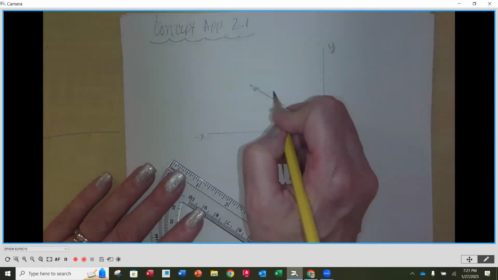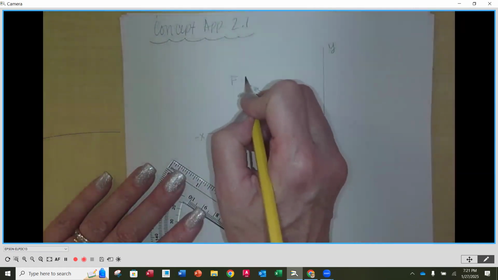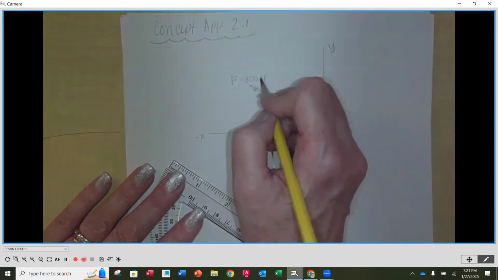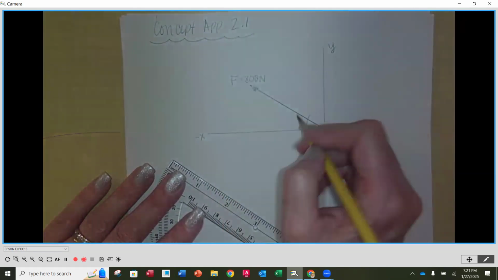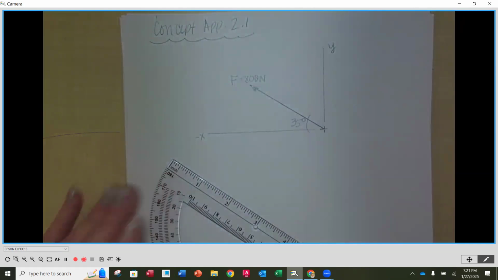And they're calling this force F. 800 newtons. And then this angle right here is 35 degrees from horizontal. Okay. And they want us to break this into the X and Y components. So how we're going to do this? We're going to first draw.